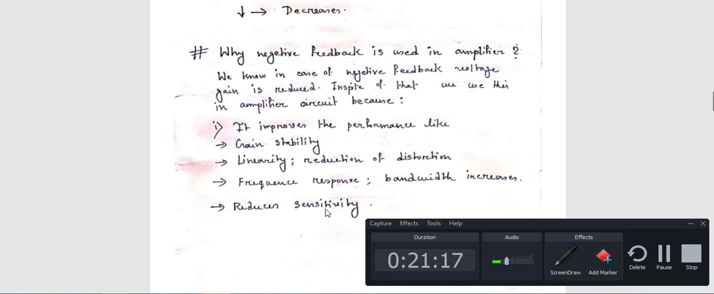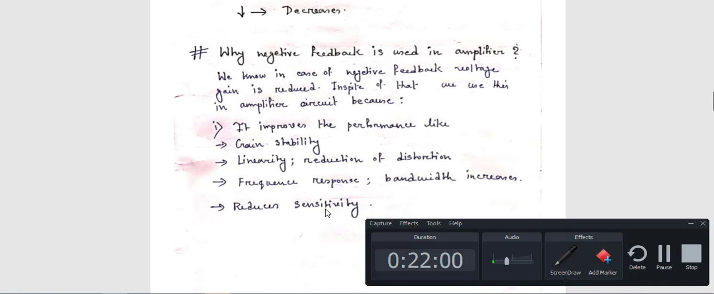Now if the value of frequency response is good, that means you have increasing bandwidth. What is bandwidth? Bandwidth means the difference between two frequencies. Difference between which two frequencies? Difference between the lower cutoff frequency and the higher cutoff frequency. Now if the range of your frequency is much better, that means you have a longer duration between lower cutoff frequency and higher cutoff frequency. That means you can say your bandwidth is increased. So using negative feedback in an amplifier circuit, it is seen that bandwidth also increases.